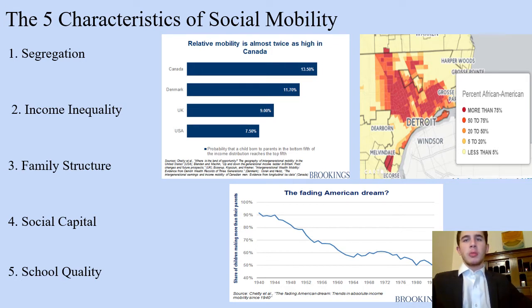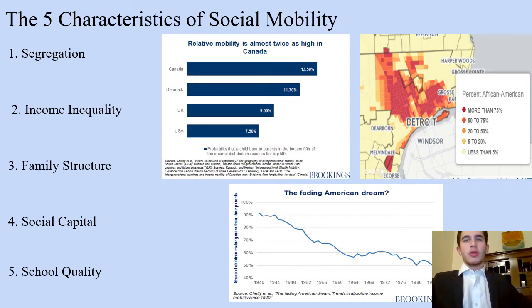Number two, income inequality. Places with smaller middle classes have much less social mobility. Number three, family structure. Areas with more single parents have much lower social mobility. However, this is a strong correlation even for kids whose own parents are married.